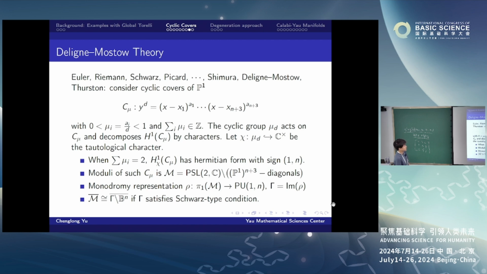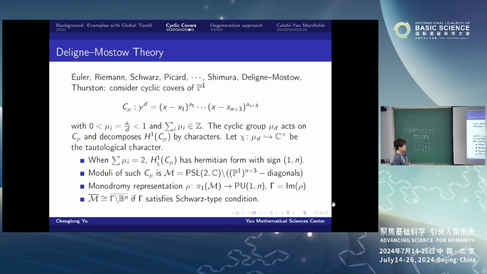And here, different from the previous case, we can allow some multiplicity at those points. So we put some power of a_i here, and I require this rational number to be from 0 to 1 for convenience. If it's not, then you can bring it into this range just by dividing out some factors. In this case, the cyclic group will act on it, and you have the character decompositions. And essentially we only need to look at the tautological character, or the other cases are also induced by this case.